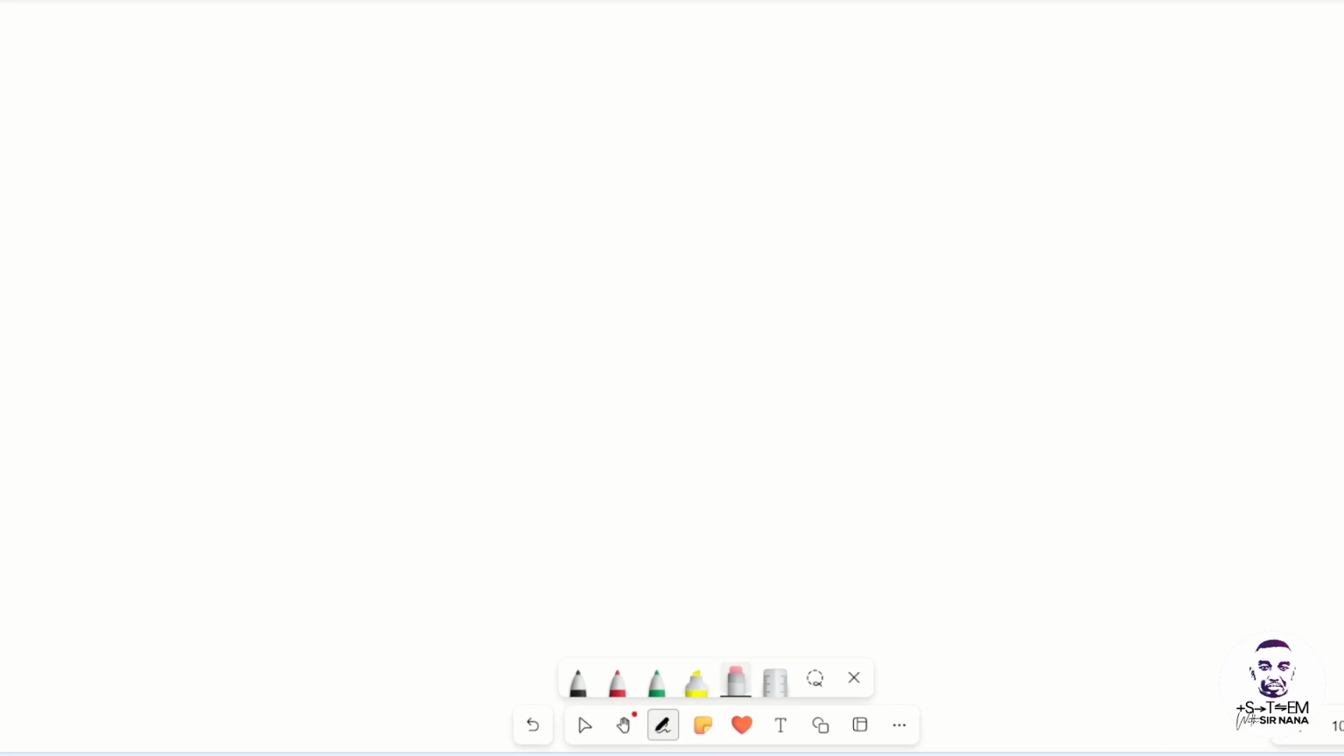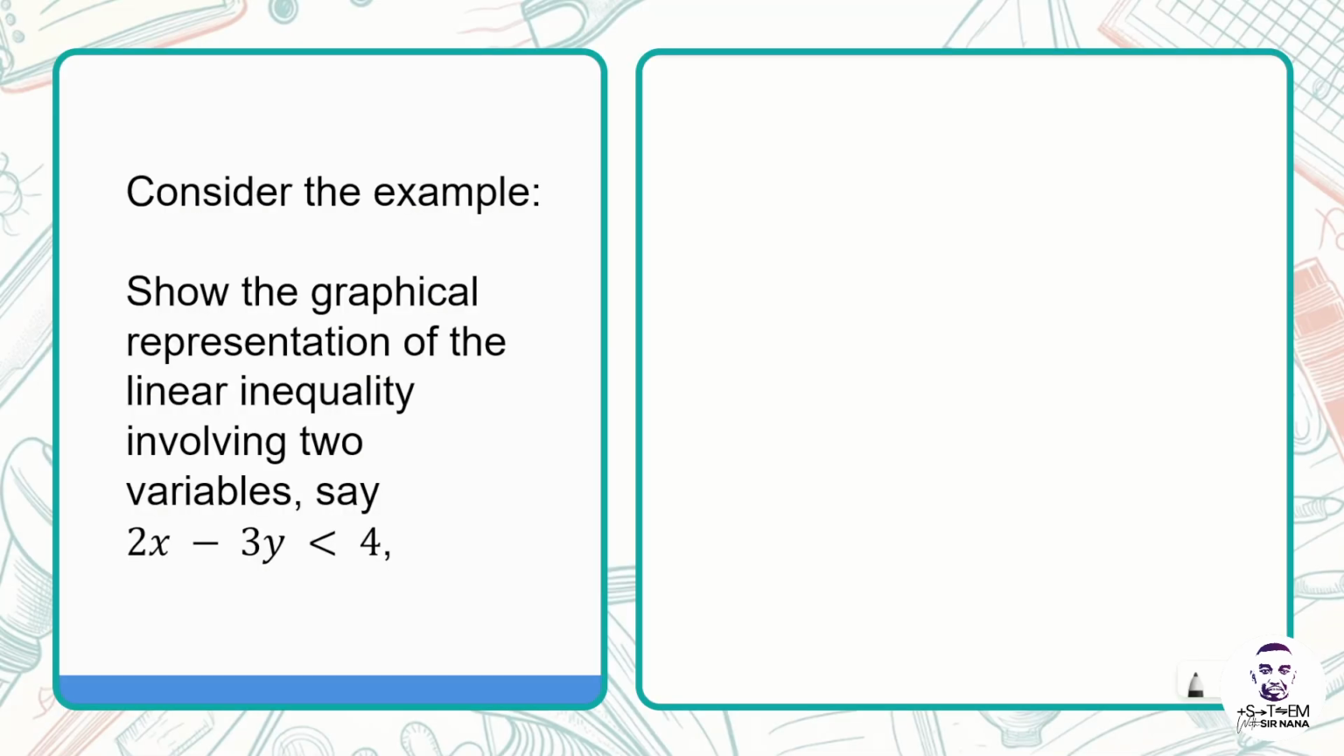The first step is to write out the inequality. So we've seen that the inequality is 2x minus 3y is less than 4. Now write the inequality out in terms of an equation. So we can write this as 2x minus 3y is equal to 4.